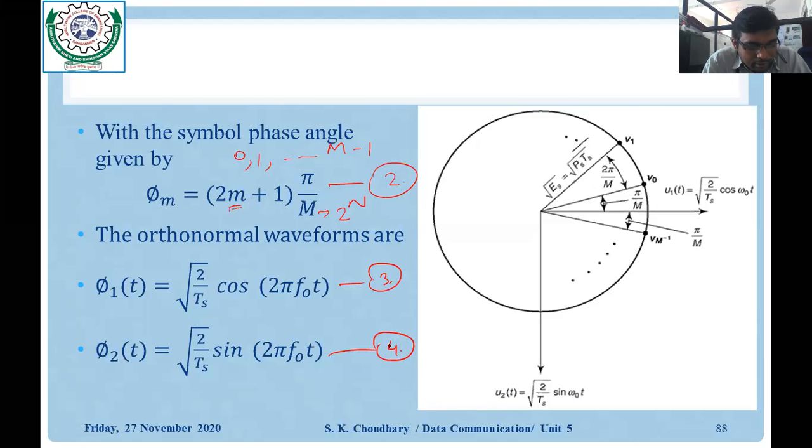If you look at this representation of the orthonormal carrier signals on this signal space diagram, you will find that in M-ary PSK there is a possibility of M symbols, that is 2 raised to the power n symbols, that could be represented with the help of this circle. All these symbols, from V0 to Vm minus 1, are located on the circumference of this circle, meaning they are equidistant from the origin, and the phase angle between two consecutive symbols is 2 pi upon M.